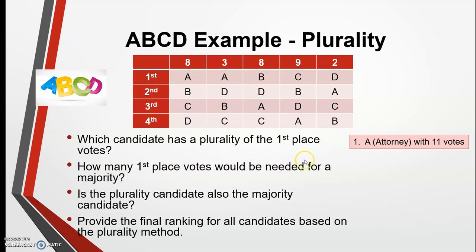How many first place votes would be needed for a majority? To figure that out, we need to figure out the total number of voters. And remember, to find the total number of voters, we simply add the numbers across the top. So 8 plus 3 plus 8 plus 9 plus 2 gives us a total of 30 voters. And half would be 15, but remember, for a majority we need more than half, so we're going to need a total of 16 votes for a majority in this case.